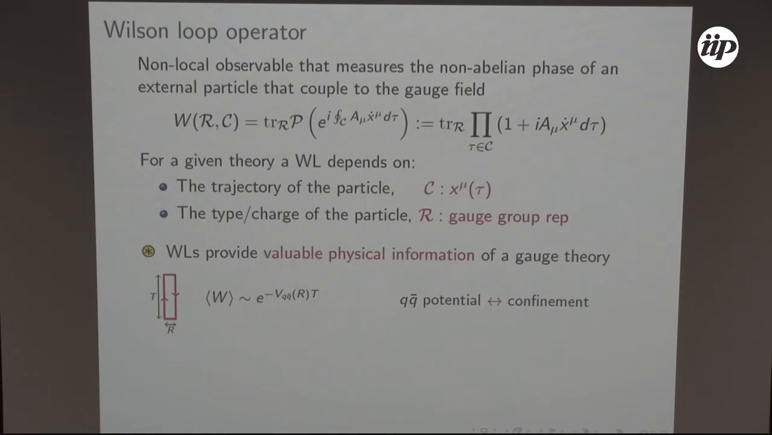For instance, you are in a confining phase whenever the static potential grows linearly with the distance, right? If this is proportional to r, then the expectation value of this Wilson loop would go as the exponential of some numeric coefficient times r times t. R times t is the area of the rectangle, and this is the famous area law: if the expectation value of your Wilson loop goes like the exponential of the area, your theory is confining.